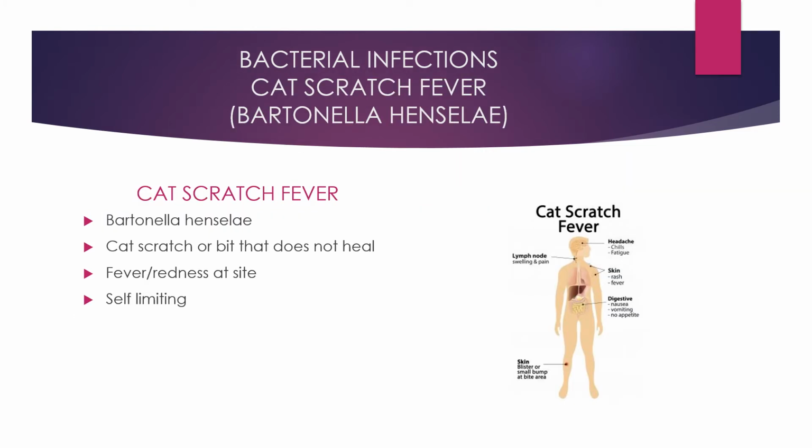Cat scratch fever. The causative agent is Bartonella henselae, and it is a cat scratch or bite that does not heal. So it can be a pet or it could be a feral cat. Generally what happens is that there's continuing redness at the site. There can be also a small blister or a bump. There's fever. There can be lymph node swelling and pain, headaches, chills, fatigue, sometimes a rash, and nausea, vomiting, and no appetite. Unfortunately, cat scratch fever is self-limiting.